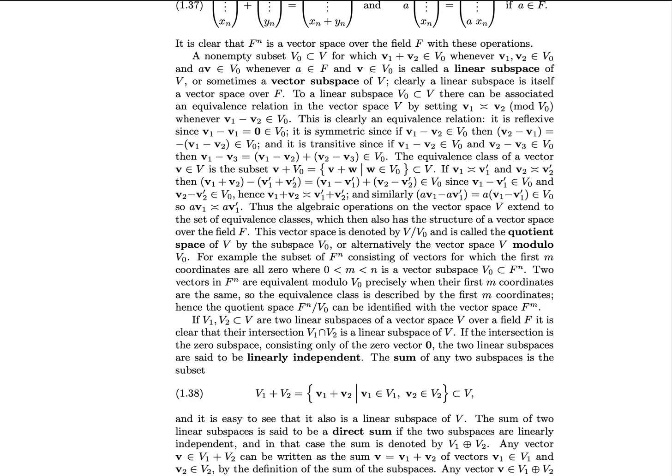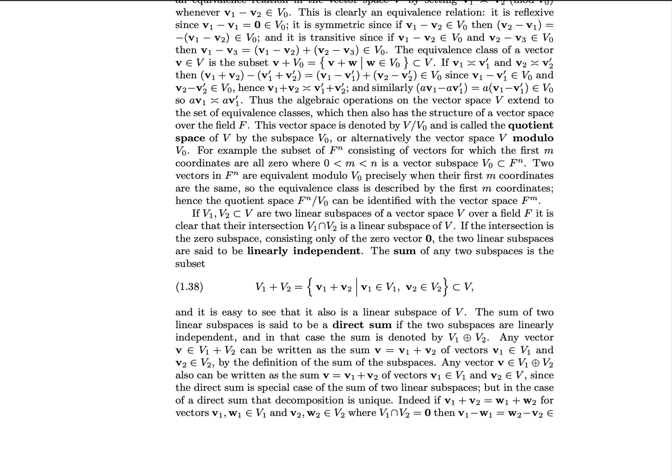For example, the subset of F to the n consisting of vectors for which the first m components are all 0, for 0 less than m less than n, is a vector subspace V0 within F^n. And we say that two vectors in F^n are equivalent modulo V0 when precisely their first m coordinates are the same, since if you take the difference of those, we will get the first m coordinates all being 0, which is in V0. Hence, the quotient space F^n over V0 can be identified with the vector space F^m.